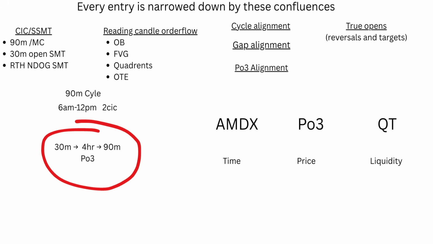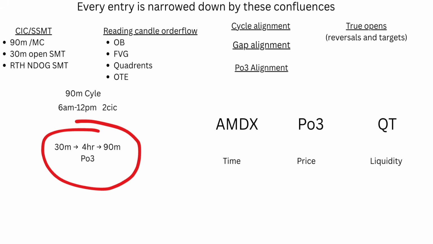You should have a clear understanding of time, price, and liquidity. And we talked about the confluences and the concepts above on how to enter based on time, price, and liquidity: true opens, cycle, gap, PO3 alignment for all three of them together, and then just reading candle order flow in our PO3 price and our AMDX cycles, reading the SMTs with the new daily opening gap as well, and between the different PO3s. And that's our retracement on daily continuations that we talked about.